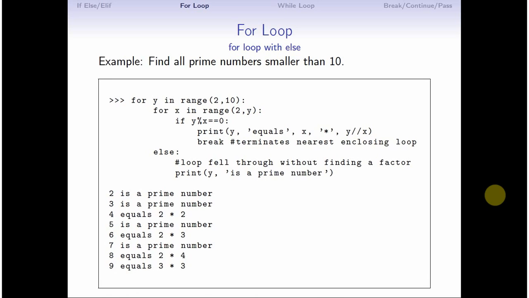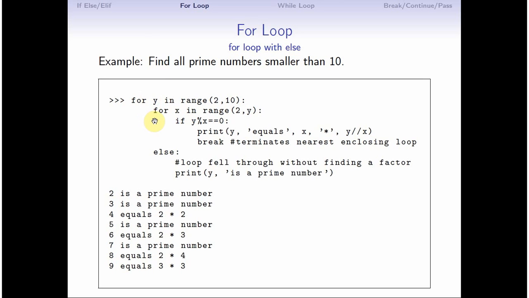What about for loop with else? How do you use that? For example, I want to find all prime numbers smaller than 10. For those who are not sure what prime numbers are, they are numbers that can only be divisible by itself and the value 1. So for y in range of 2 to 10, because smaller than 10, we don't include 10, so 2 until 9. For x in the range of 2 to y, whatever value we have, we will look through it one by one.